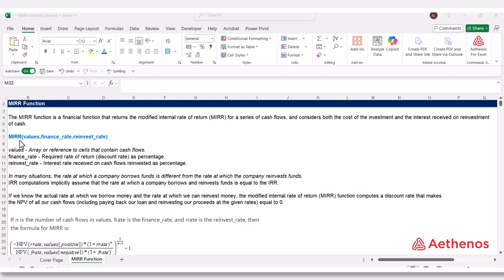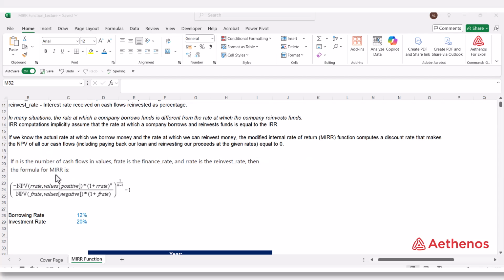in the MIRR function. So the syntax of MIRR is you give the values, then the finance rate, which is the rate at which the company borrows, and then the reinvestment rate, which is the rate the company gets on its reinvestments. So basically the MIRR function computes a discount rate that makes the NPV of all our cash flows, including the payback of the loan and reinvestment of proceeds at the given rates, equal to 0.